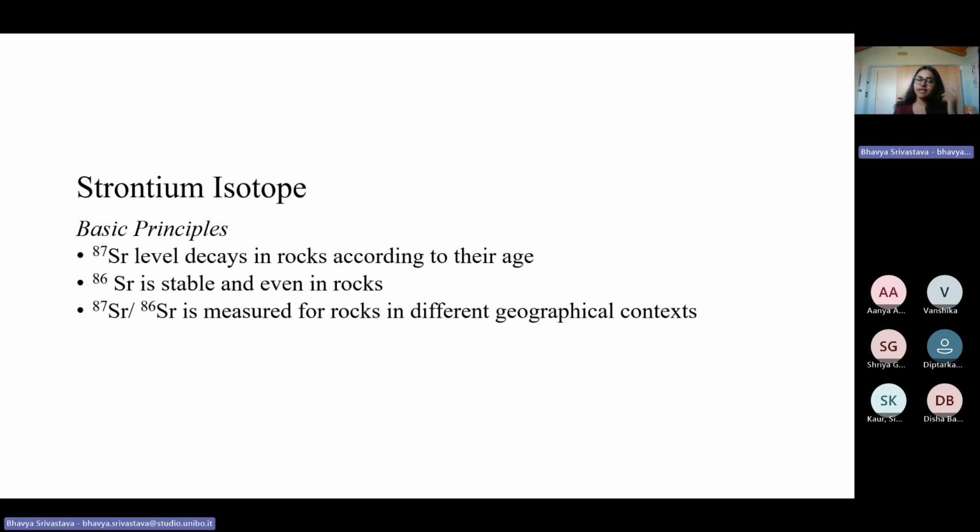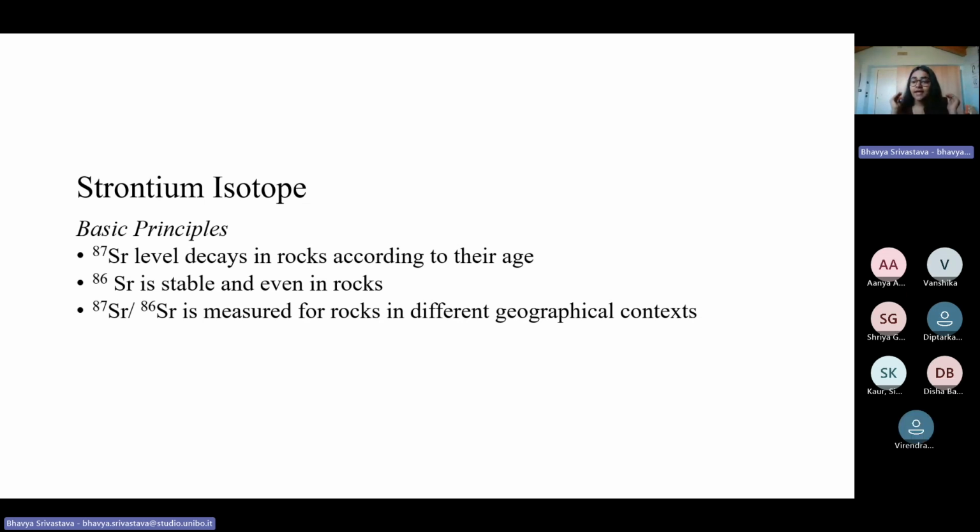So the basic principle involved here is that since we know strontium 87 is a radiogenic isotope, and strontium 86 is a stable isotope, and therefore it's even in number. So the ratio here of strontium 87 and strontium 86 is measured in different kinds of rocks.